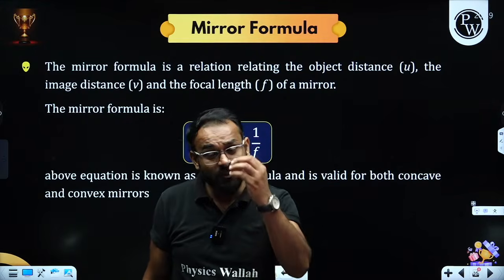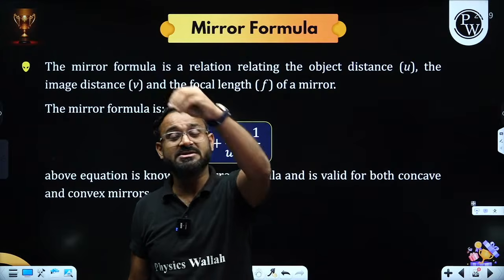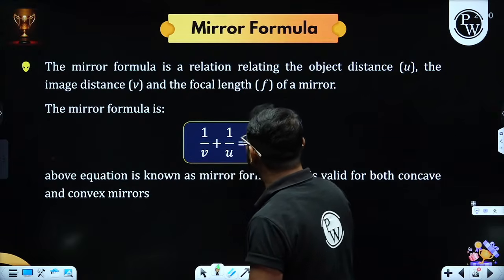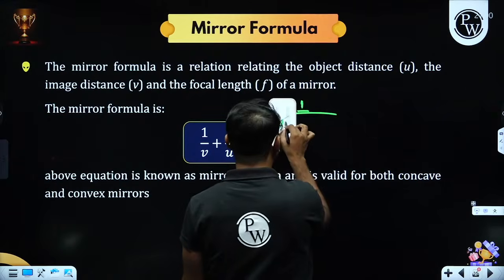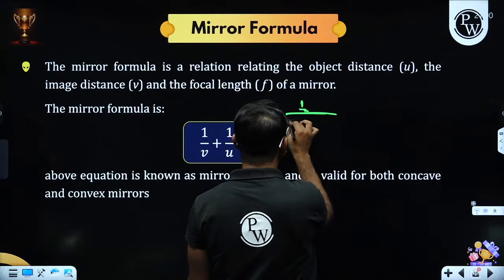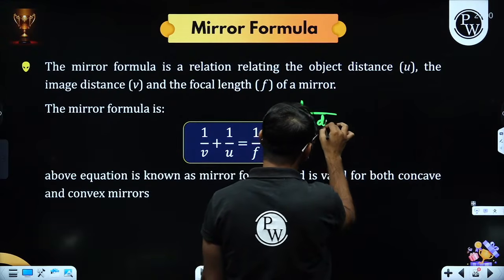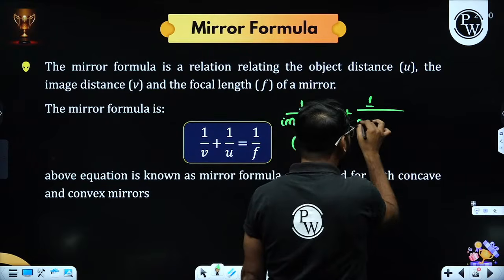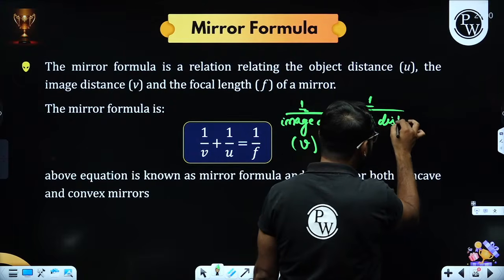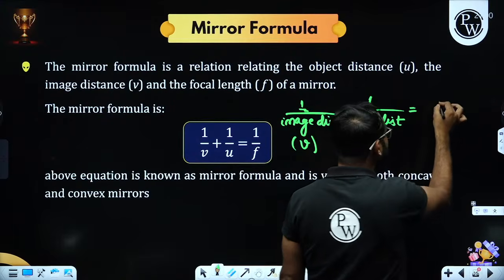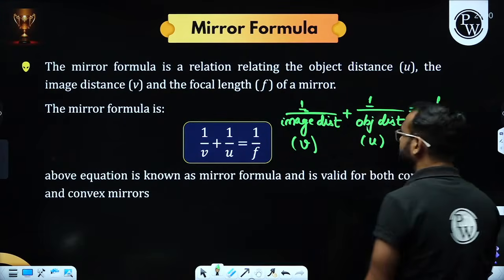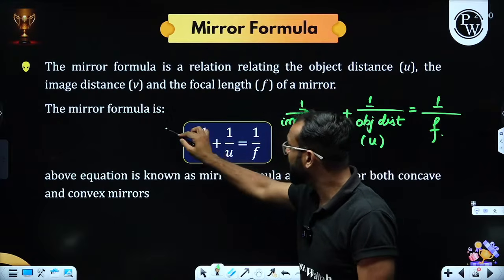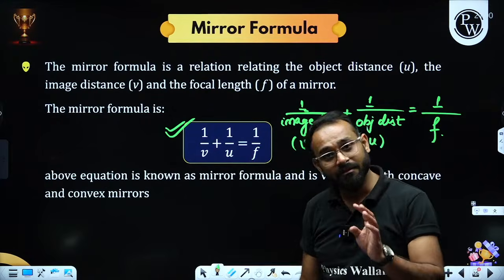Mirror formula. If you need to find the value of image distance, object distance or focal length, we are provided with one formula, that is 1 by image distance, the representation is V, plus 1 by object distance, the representation is U, that is equal to 1 by focal length. That is 1 by V plus 1 by U equals 1 by F. That is the mirror formula.